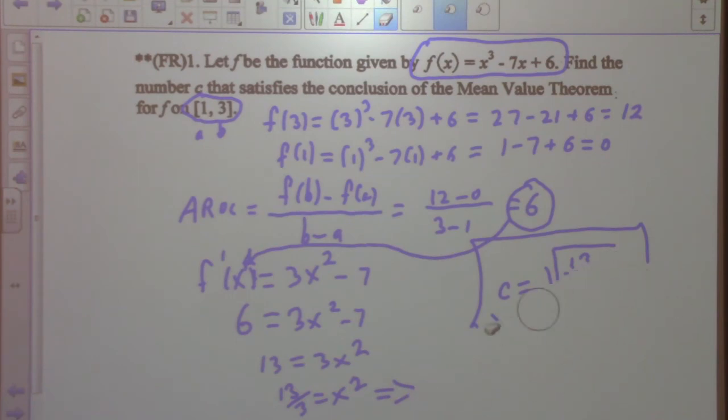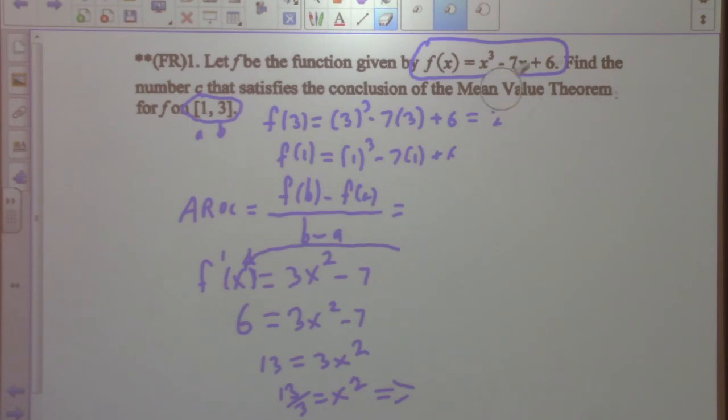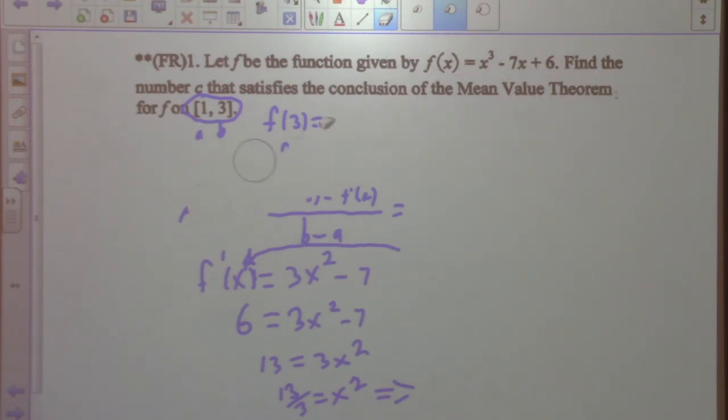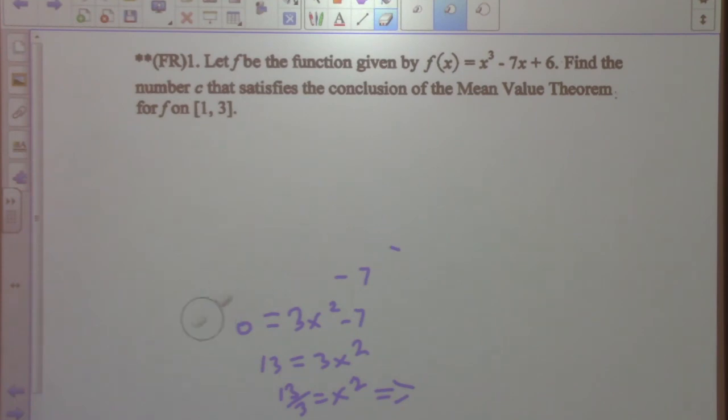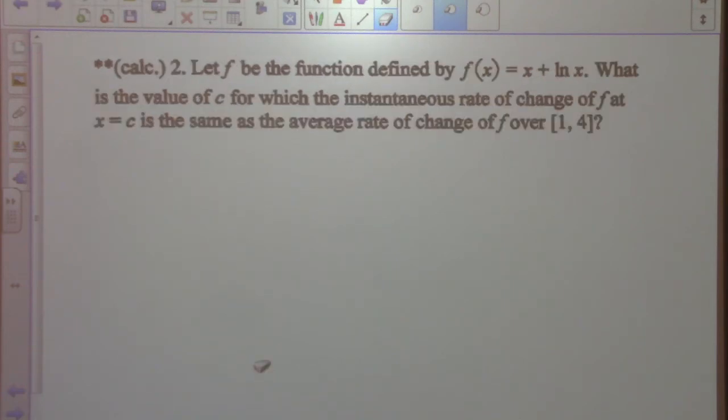Okay. Let's go to the next one. And here's our next one. And this is a calculator one. We have: let f be the function defined by f(x) equals x plus ln x. What is the value c for which f prime at x equals c is the same as the average rate of change over 1 to 4?